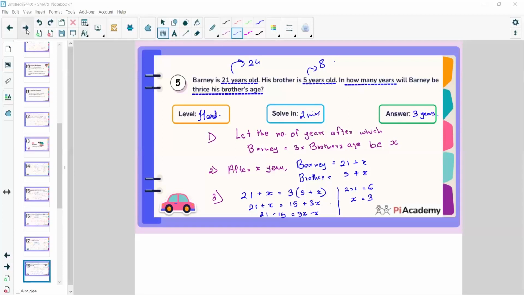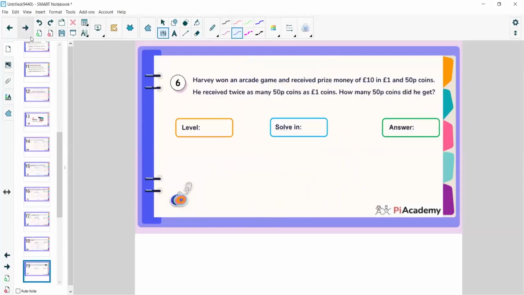All right. Now let's see a last problem over here, which is from the coin word problem. Harvey won an arcade game and received prize money of 10 pounds in £1 and 50p coins. He received twice as many 50p coins as £1 coins. How many 50p coins did he get? Okay. So what is the total prize money? Total prize money is 10 pounds. So 10 pounds is given in £1 coins and 50p coins.